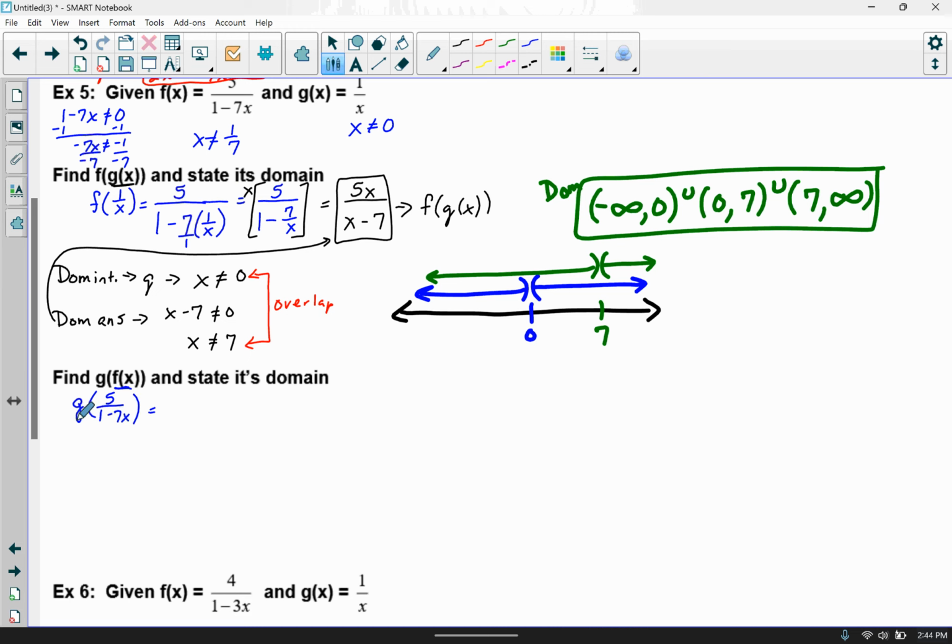So now this says go to your g function. Everywhere you see an x, you're going to plug in that 5 over 1 minus 7x. So my g function, 1 over, in place of that x, I'm going to put 5 over 1 minus 7x.